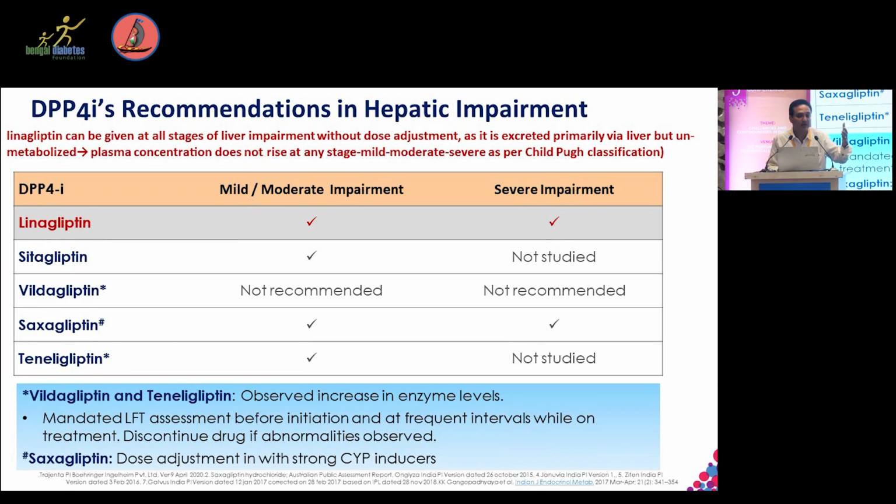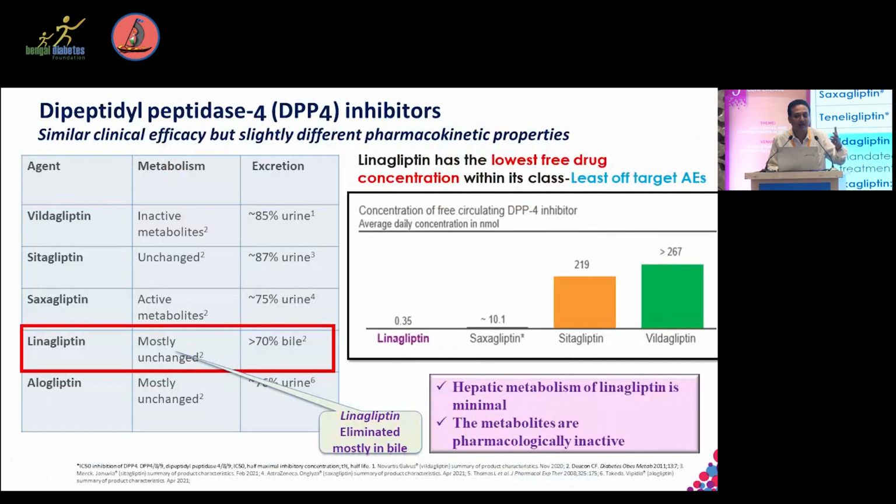their dose adjustment is not required with linagliptin, which can be used in mild, moderate and severe impairment. Sitagliptin and saxagliptin can be used in mild and moderate impairment, because linagliptin is mainly excreted unchanged in bile. And again, even in late stages of CLD, there is no excess exposure to linagliptin and their glycemic control efficacy remains similar.